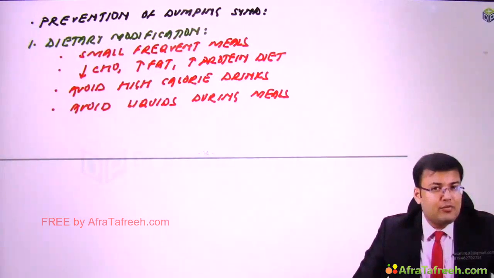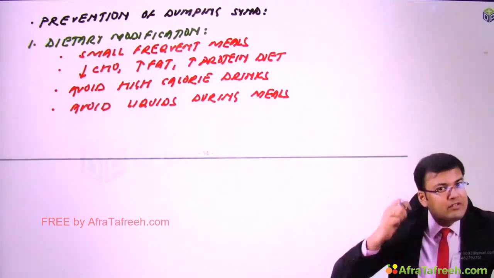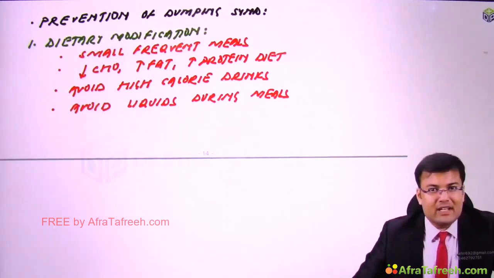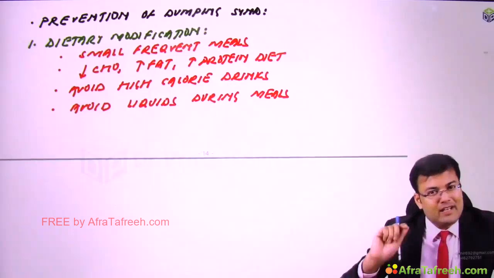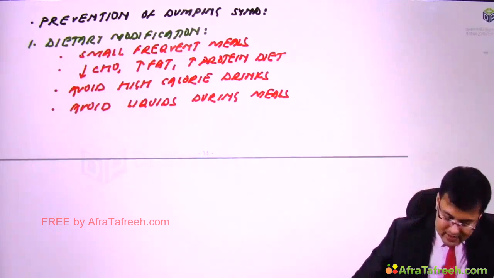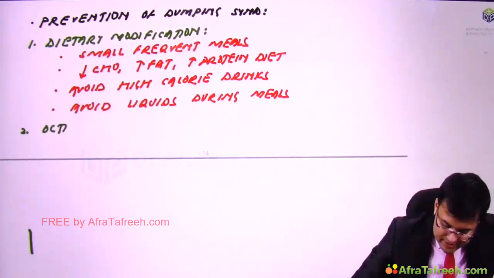If patient is not improving, what we can do? We can switch off the secretions. And I told you what is the universal switch off. The universal switch off is somatostatin. And the better analog of somatostatin, that is octreotide, it will decrease the secretions in the jejunum and it will decrease the insulin secretion. So second is octreotide intake.